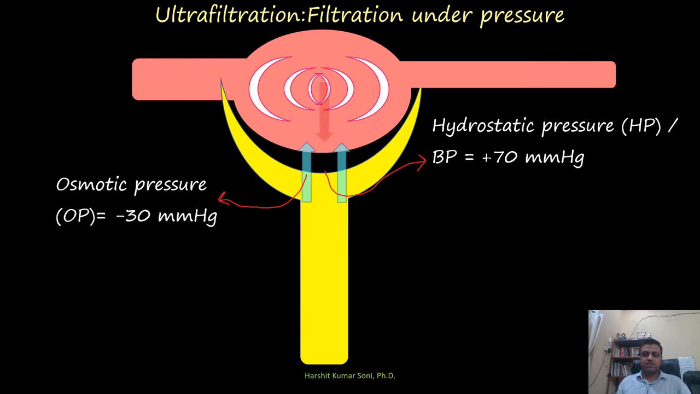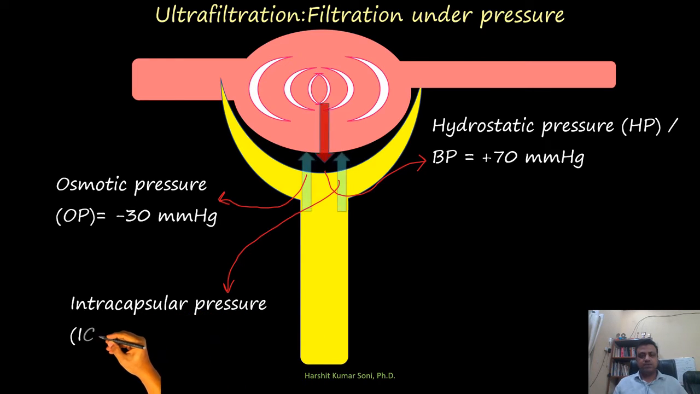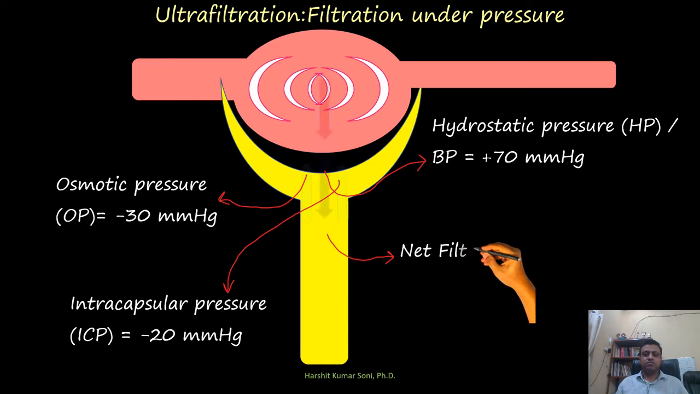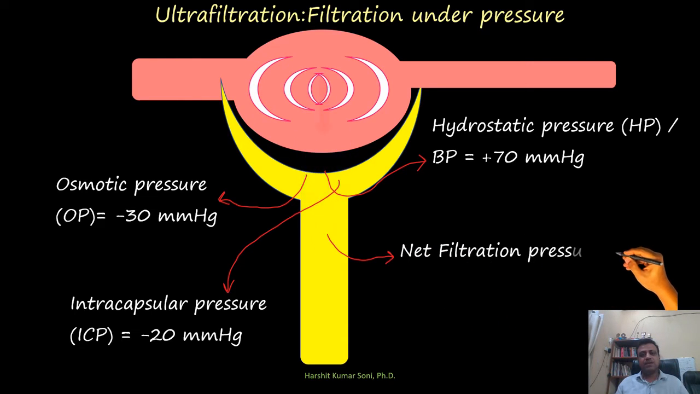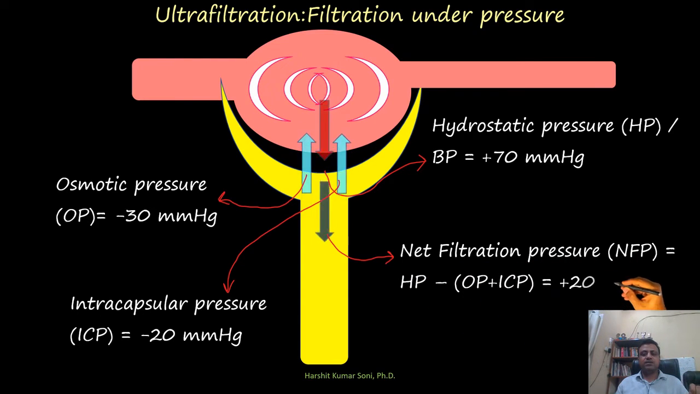Similarly, there is one more pressure which works against the blood pressure, and it is called the intracapsular pressure or ICP. It is minus 20 mmHg. This also works against the blood pressure. So the final pressure which works here is called net filtration pressure, which will be HP minus OP plus ICP. So these two will join together and be subtracted from this. That will be the working pressure, around plus 20 mmHg.